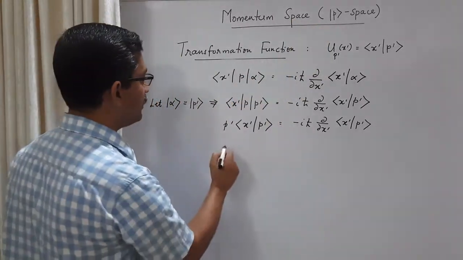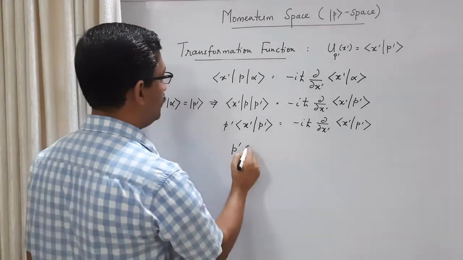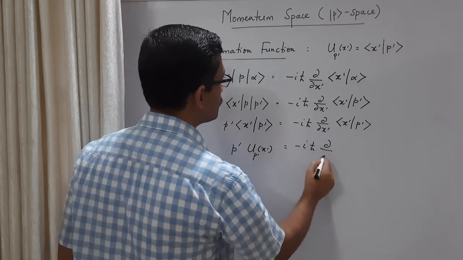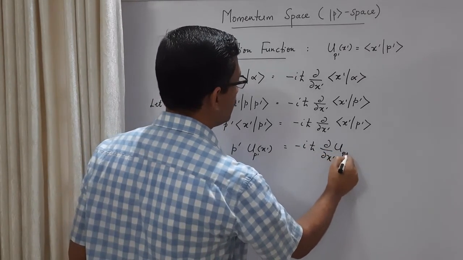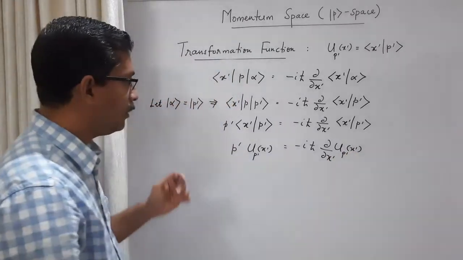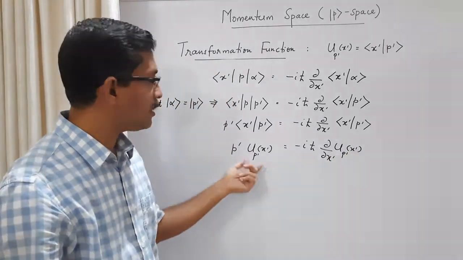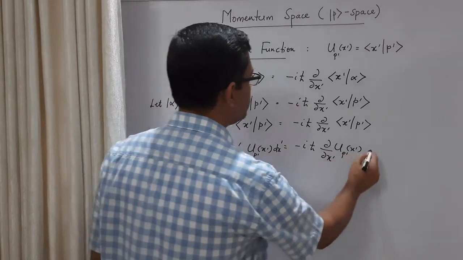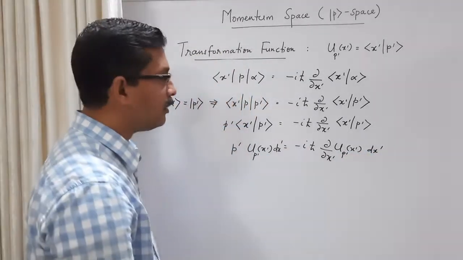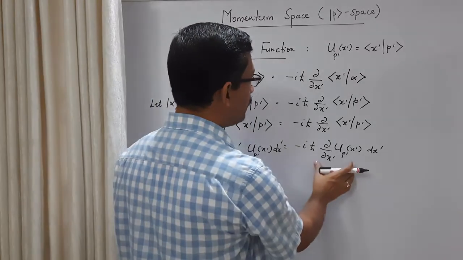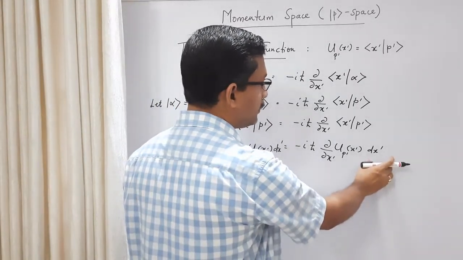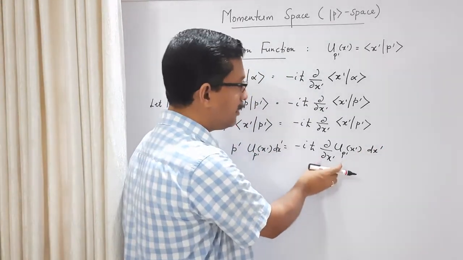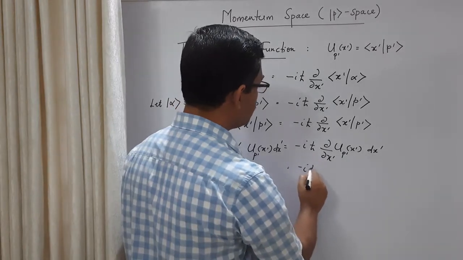So let me use this symbol here. p prime, which is an eigenvalue, times this transformation function, on the right side we have minus i h cross dou by dou x prime u p prime x prime. Our aim is to get an expression for this transformation function. So next, let us multiply both sides with dx prime. Now this quantity, the derivative of a function multiplied by a small increment in the independent variable, gives the change in the function.